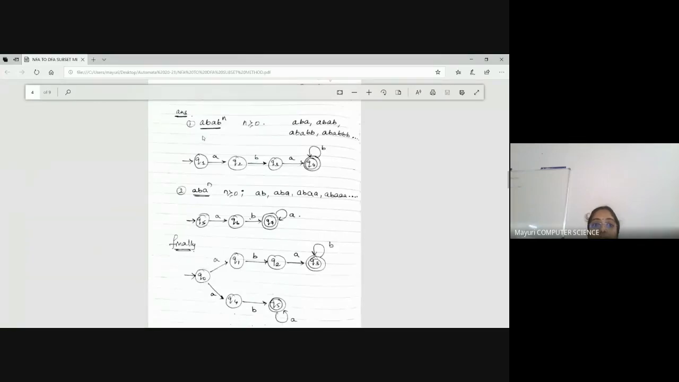What does it mean? It either starts, see, both are starting with A only. One is this pattern, one more is this pattern. So what I did is, from Q naught, I have two pathways, either this or this. One is A, B power n. One more is A, B, A power n. Since it's NDFSM, Q naught itself, you see, on A, it is going to two different states. And the other input from every state I haven't provided. So this is NDFSM. Do you have any doubts in this question?